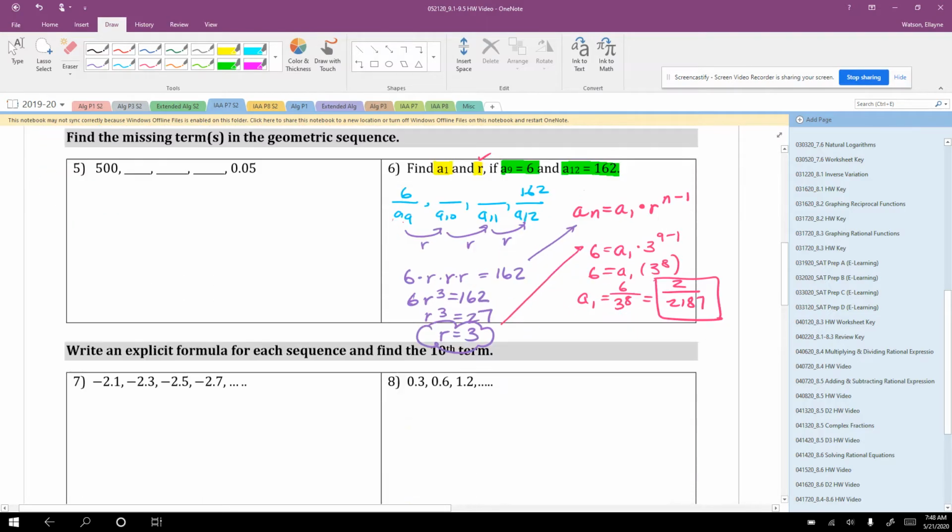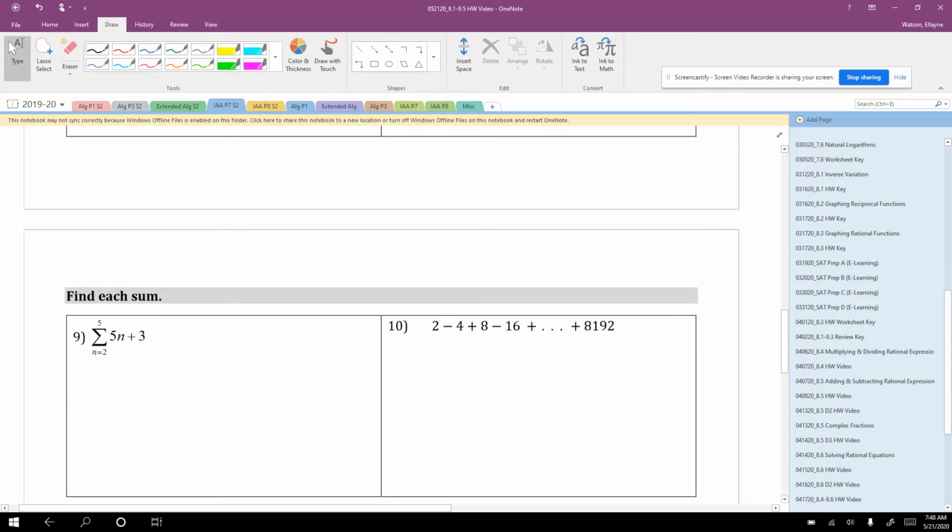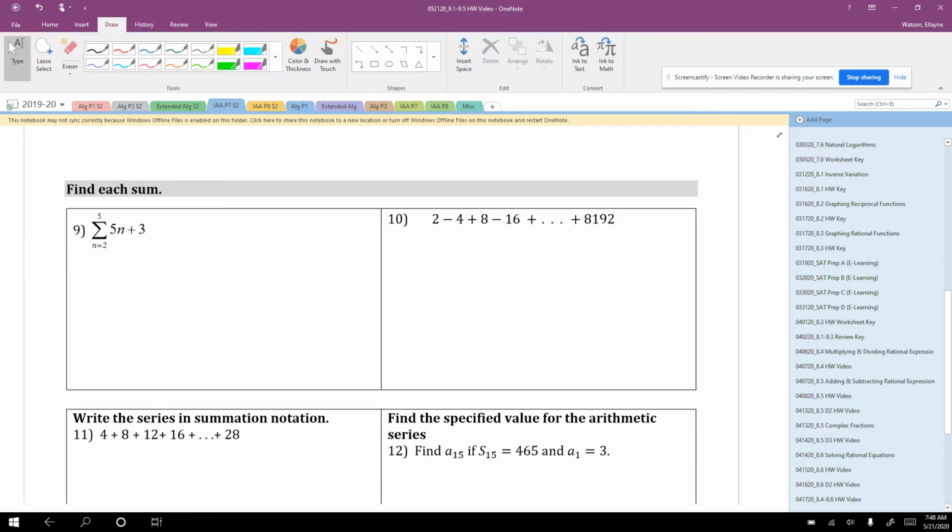Okay, let's move on. Let's look at 10. It says find the sum. You have to first decide if it's arithmetic or geometric. To do that, I always look at the second term and compare it to the previous term, and then do the same thing for the third term and compare it to the previous term. This one is geometric, and r is equal to -2. So to get to each term, I'm multiplying by -2.